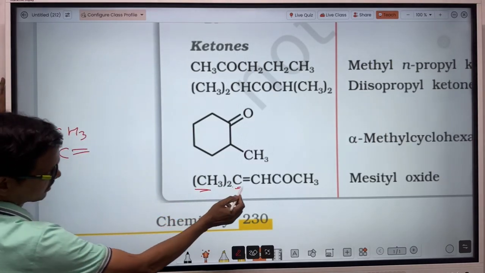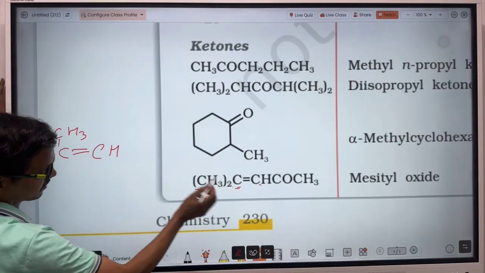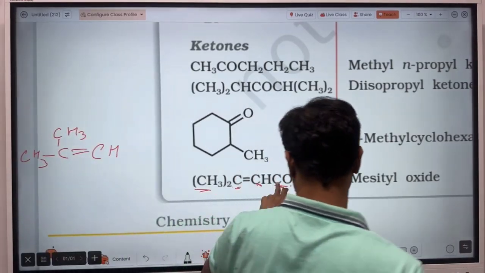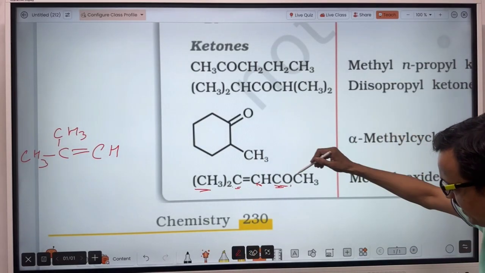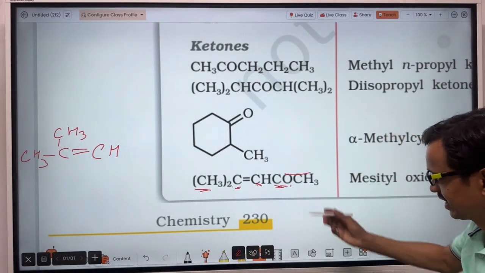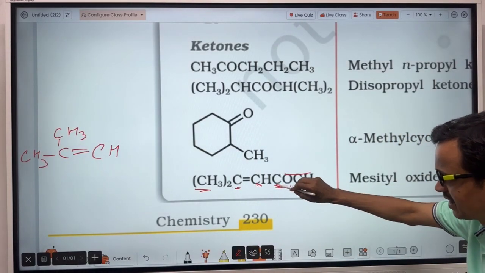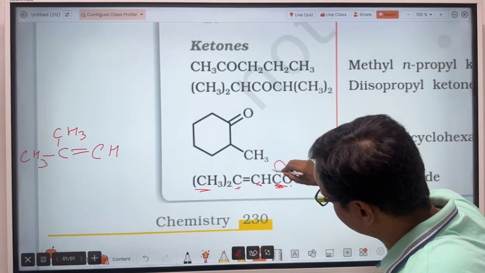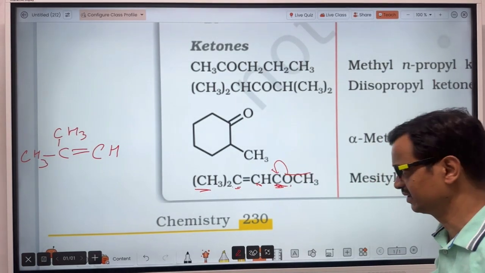And that is doing double bond formation here. Then after CH, so here CH. Then after C double bond O. Because here it is not CH2. And if you include this oxygen in the main chain, the tetravalency of the carbon will not get completed. So that means this oxygen is doing double bond formation with this carbon.